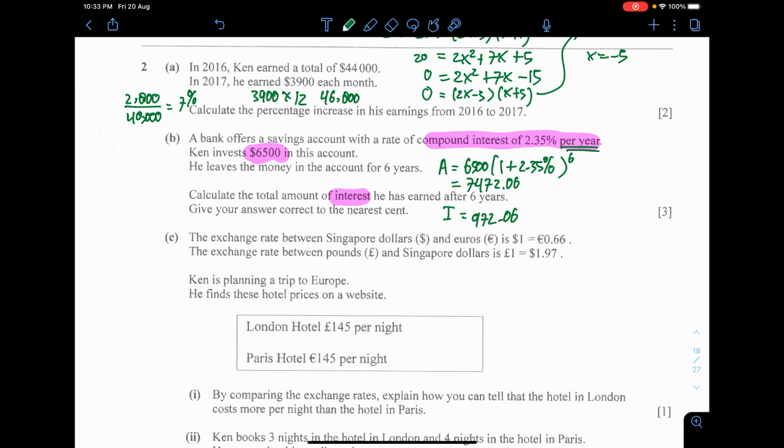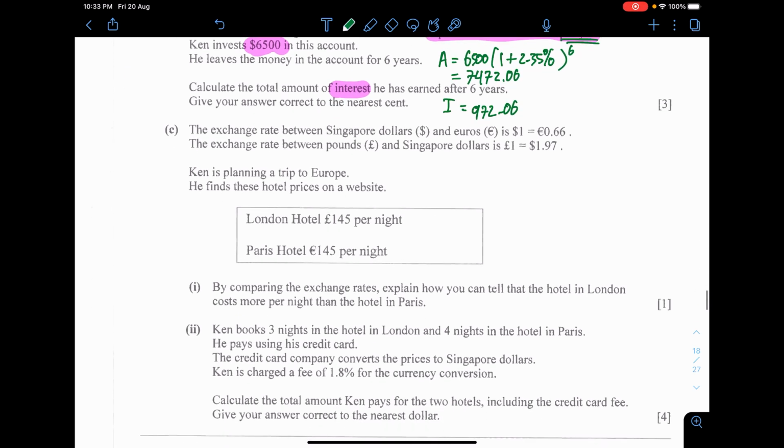Okay, the exchange rate between the Singapore dollar and euro is this, and then exchange rate between pound sterling to Singapore dollar is that. Ken is planning to go to a trip to Europe, so you are going to use euros. He finds that the hotel price is this: London hotel and Paris hotel. By comparing the exchange rate, explain how he can tell that the hotel London is actually costing more. Okay, so I just need to convert into the Singapore dollar so I can compare them both.